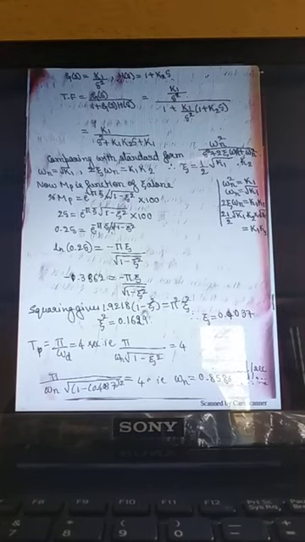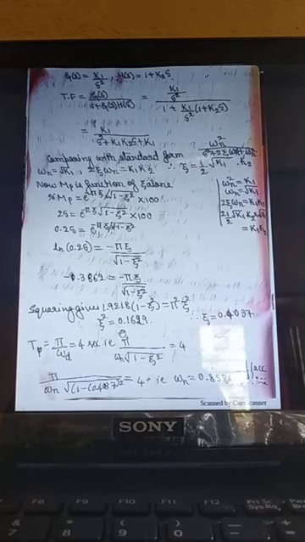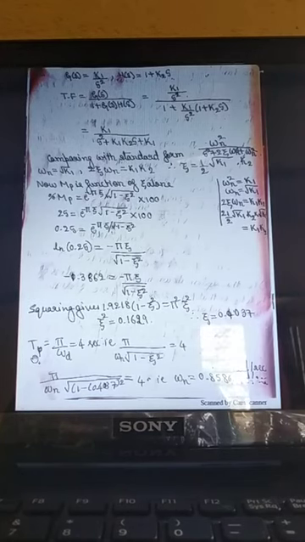Now square on both sides so that we get zeta square is equal to 0.1629. If you calculate, you will get zeta square. Next, you find out the zeta value. Zeta is equal to square root of 0.1629. You will get zeta value 0.4037.